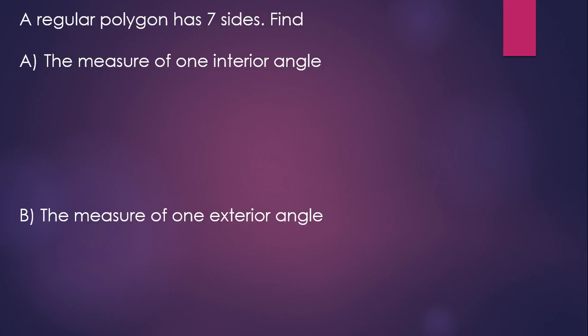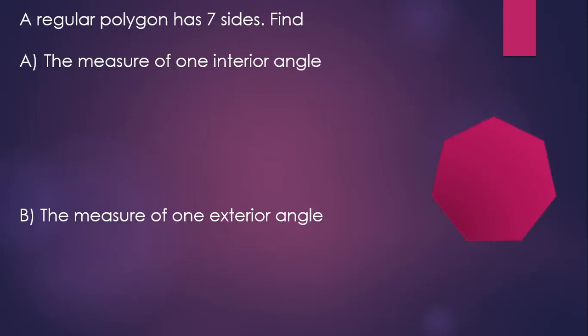A regular polygon has 7 sides. Find the measure of one interior angle and the measure of one exterior angle. So let's think about what kind of qualities this 7-sided figure, this heptagon, must have because it is regular.